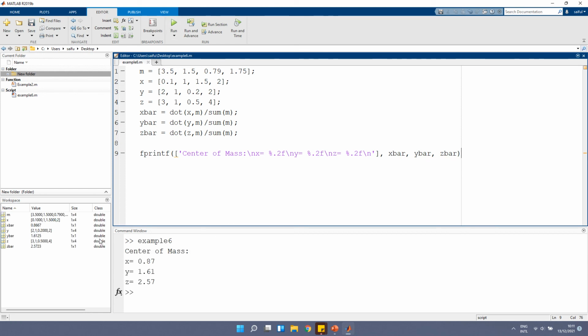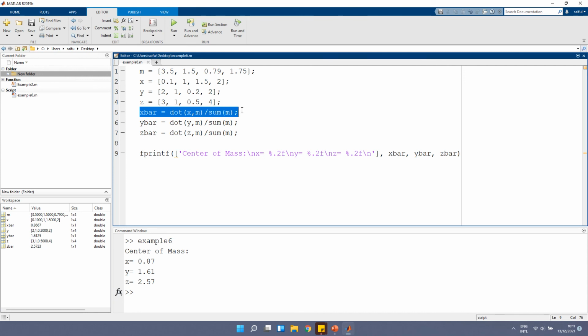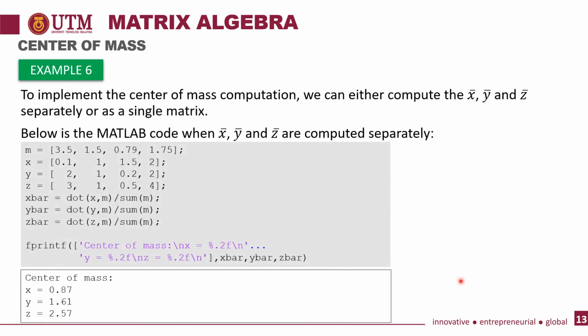As you can see, the center of mass is x equals 0.87, y equals 1.61, and z equals 2.57. So you compute the center of mass for x, y, and z just using the dot product function and the sum function. You can solve it with a simple code, instead of calculating it by yourself and arranging it one by one, you can just calculate it using simple code inside MATLAB. So this is the code.